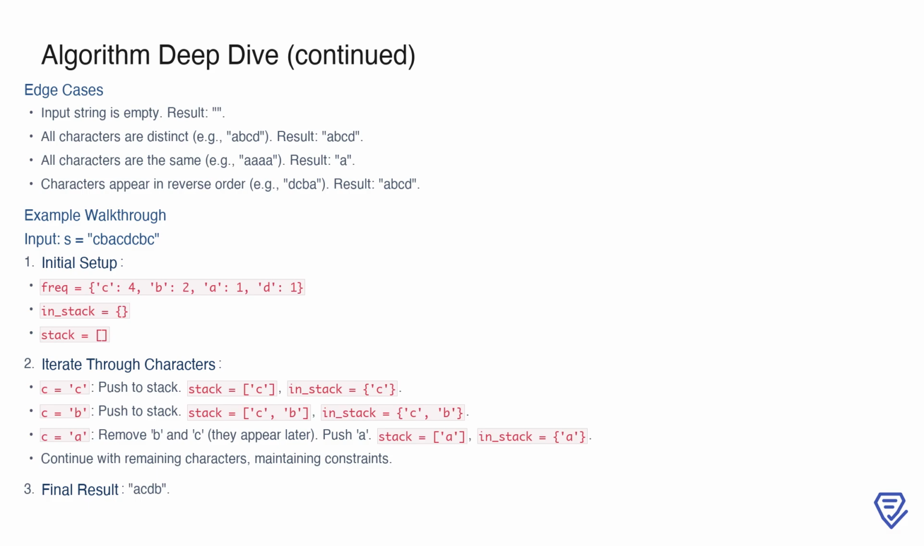Initially, the frequency dictionary is C4, B2, A1, D1, while both in_stack and stack are empty. As we iterate, we decide whether to push or pop characters based on their lexicographical order and frequency. For instance, when encountering A, we remove B and C from the stack because they appear later and are greater than A. Following this process for all characters, the final result becomes ACTB.